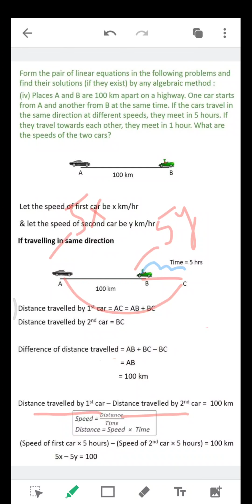AC minus BC. What is AC minus BC? That is 100 kilometers. So AC, the distance traveled by the first car, is 5x, and the distance traveled by the second car, BC, is 5y. When you subtract these both, you will get 100. So 5x minus 5y is equal to 100.